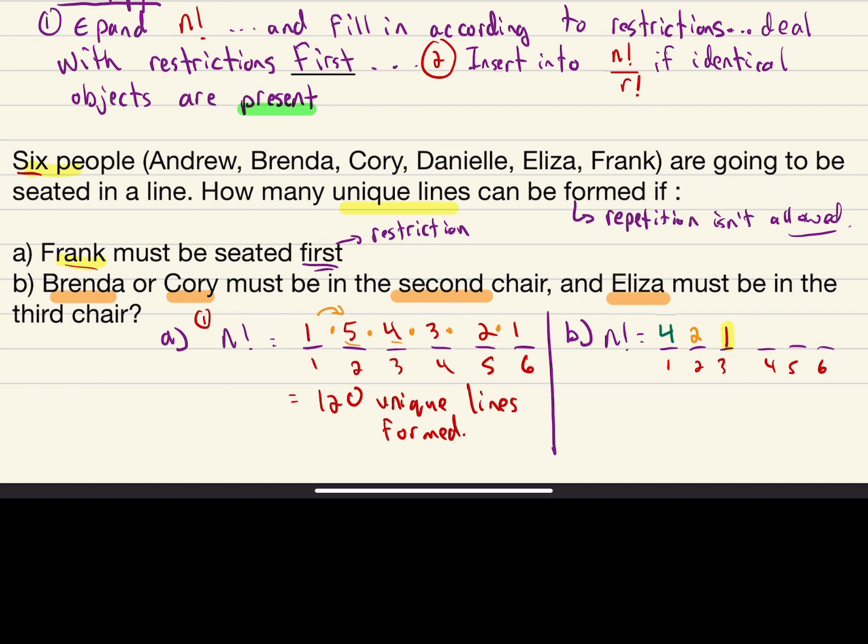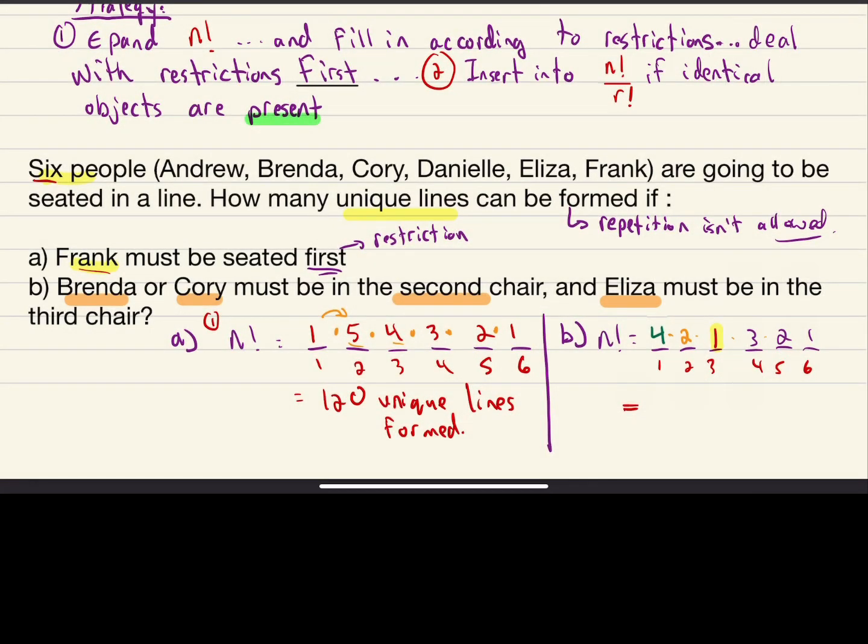So ultimately there's 4. Then once that has been decided, so we have 4, 3, then there will be 3 people left to go into this chair, 2 people left in this chair, and then 1 person left in this chair. This leaves a total of 48 unique lines formed when these restrictions are applied. And the reason why we went kind of down by 1 here is because remember, repetition isn't allowed.